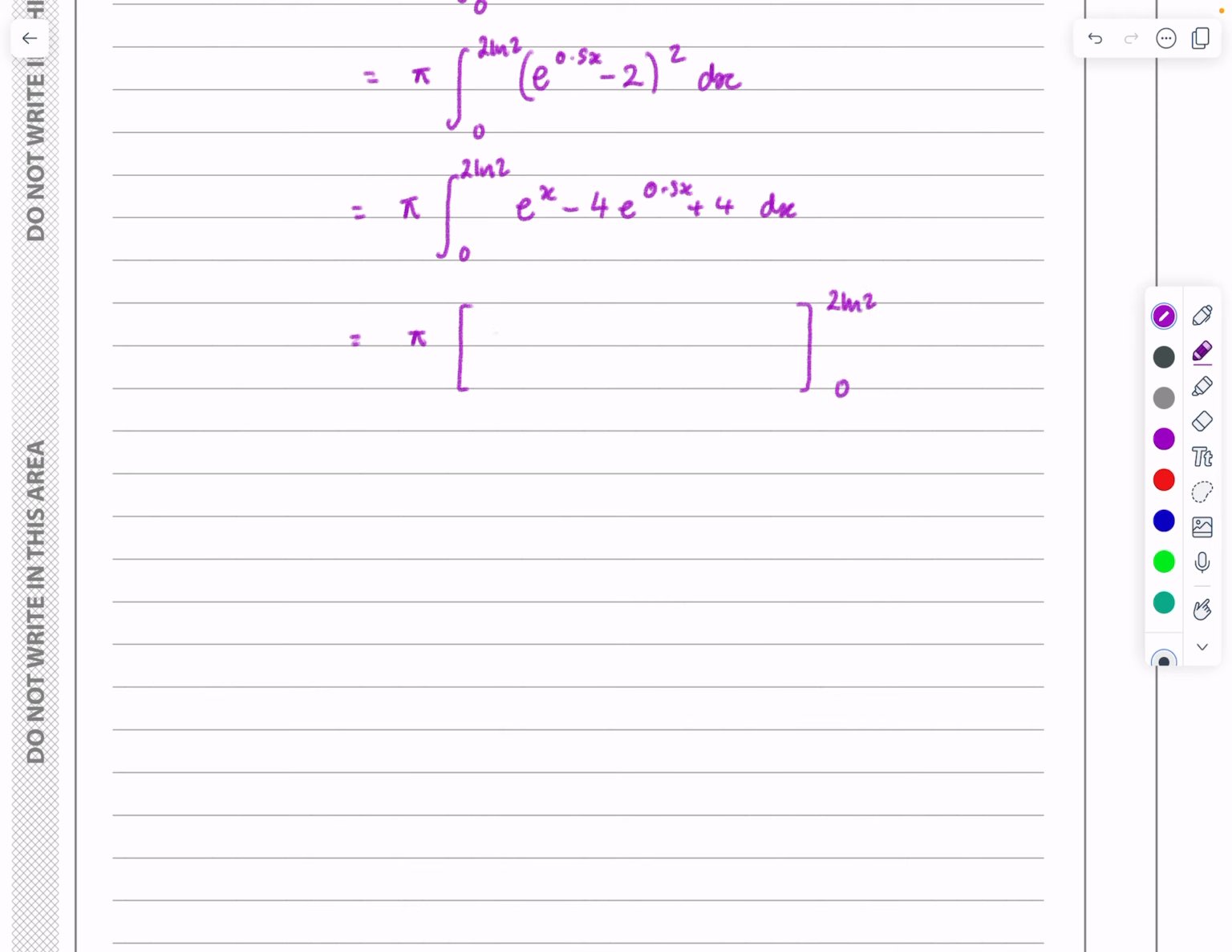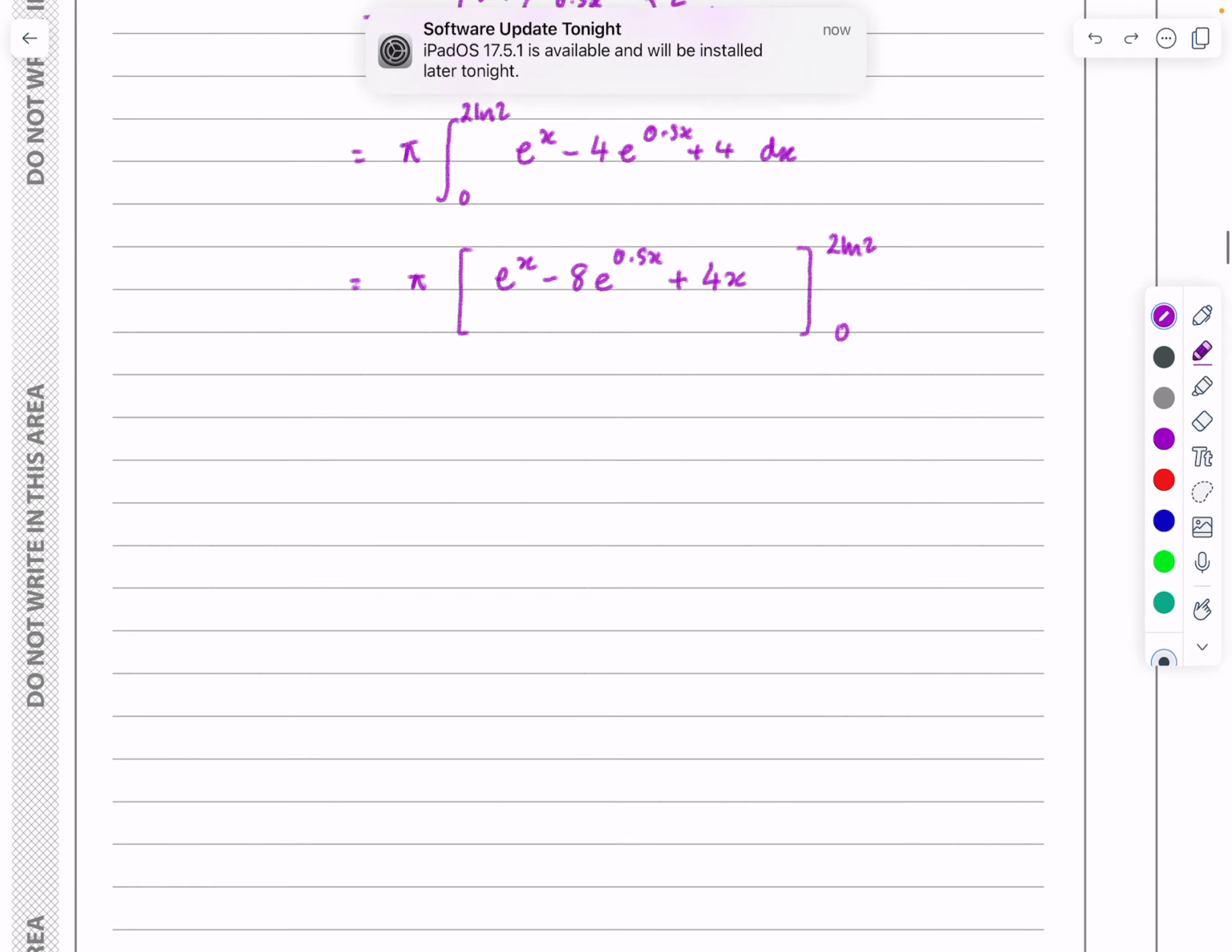The integral of e to the x is e to the x. The integral of e to the half x, what you'll do is divide by a half, and dividing by a half is the same as timesing by 2. So that's going to become minus 8e to the 0.5x. And then the integral of 4 is just 4x. So just take a little bit of time over that bit there. Just be careful when we're doing it. Right, we've got to put those values in then, 2 log 2 and 0. And again, I'm just doing everything really slowly here. So I'll continue to do that.